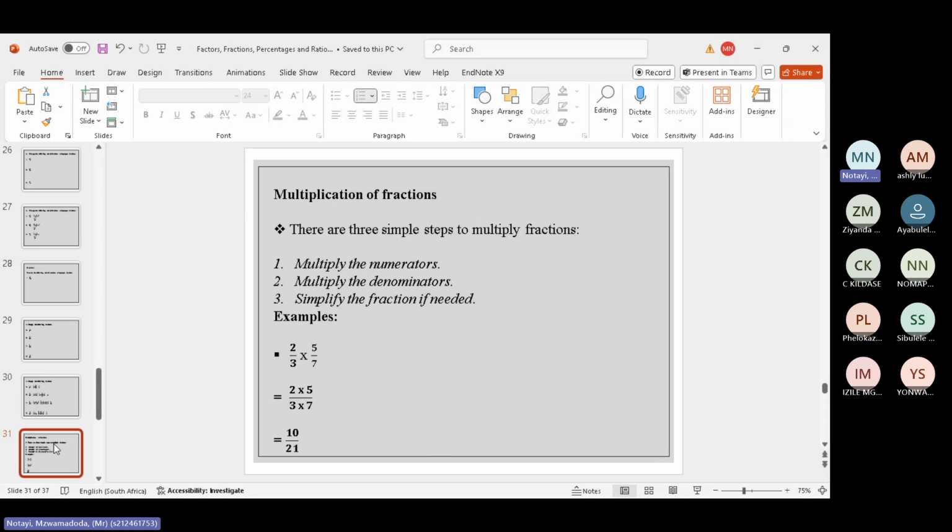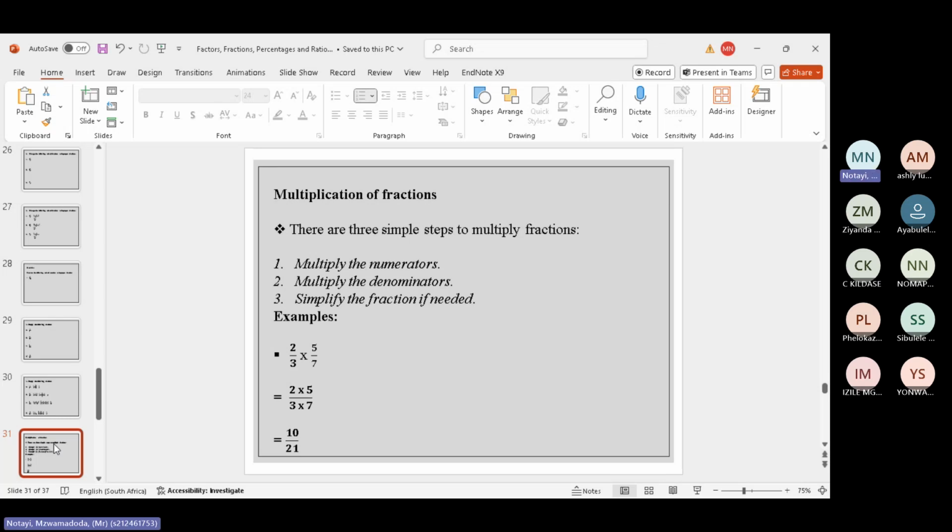It's the multiplication. Let's look at the multiplication of fractions. So there are 3 simple steps to multiply fractions. So the first one, you multiply the numerators. The second one, you multiply the denominators. And then you simplify the fraction if needed. So multiply the numerators, multiply the denominators, simplify the fraction.